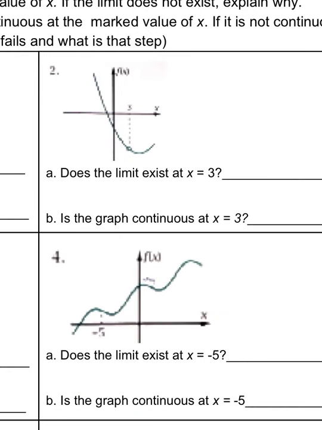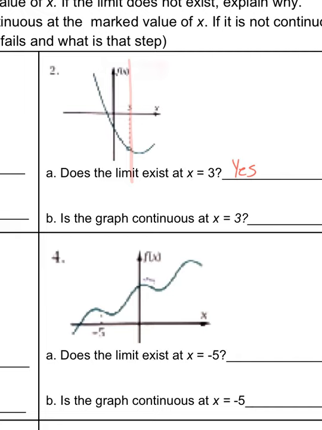Okay, problem number 2. Does the limit exist at x is equal to 3? If we put in our vertical line and we trace the graph, from the left we're coming in, and from the right we're coming in. That's a great date. So the limit does exist. Yes. Is the graph continuous at 3?